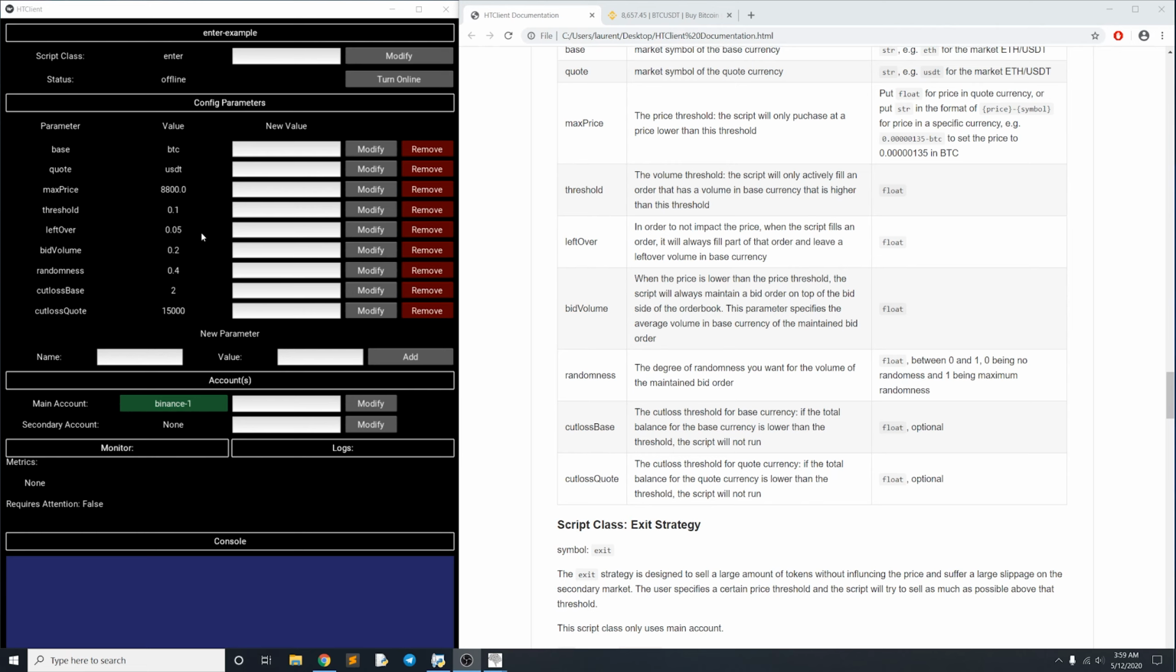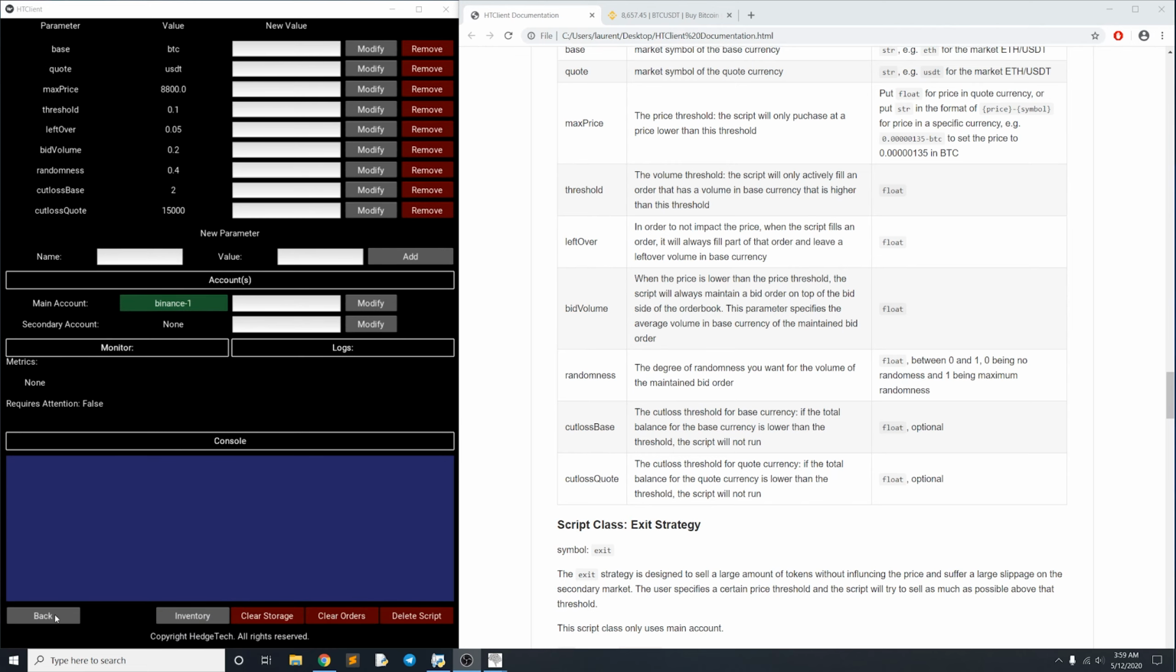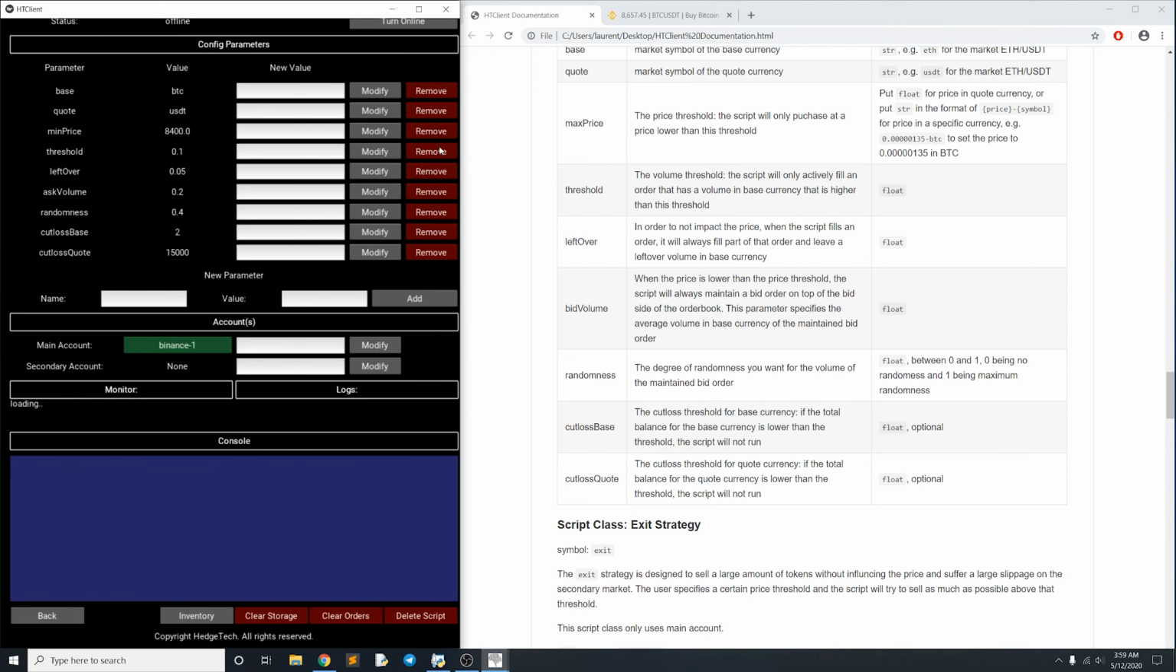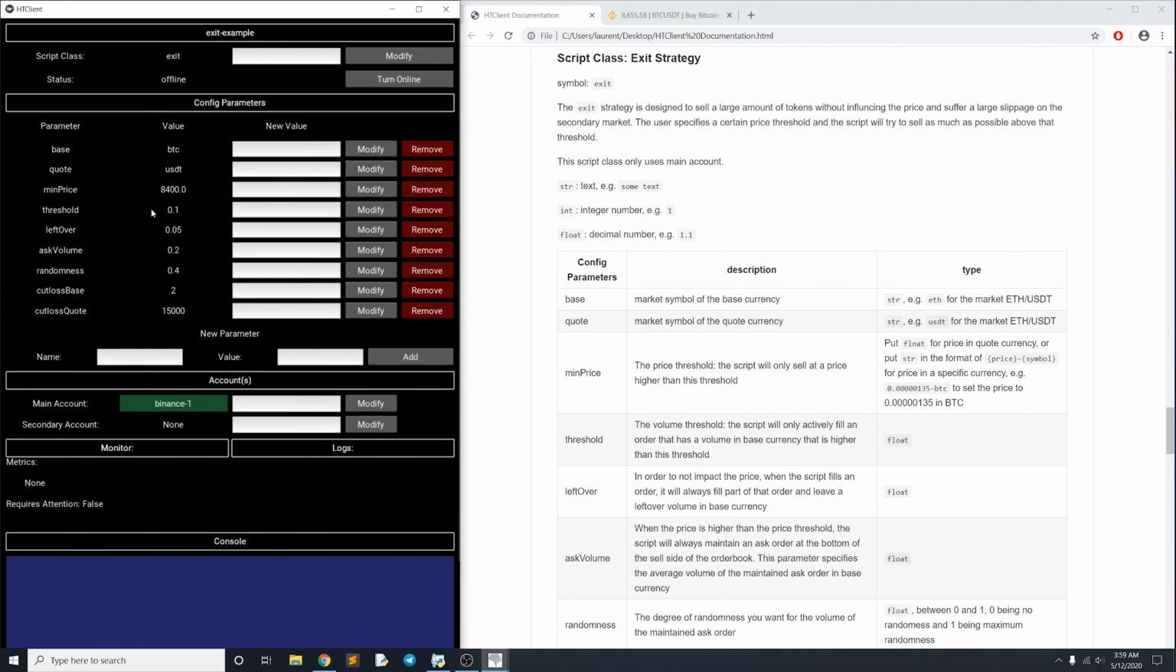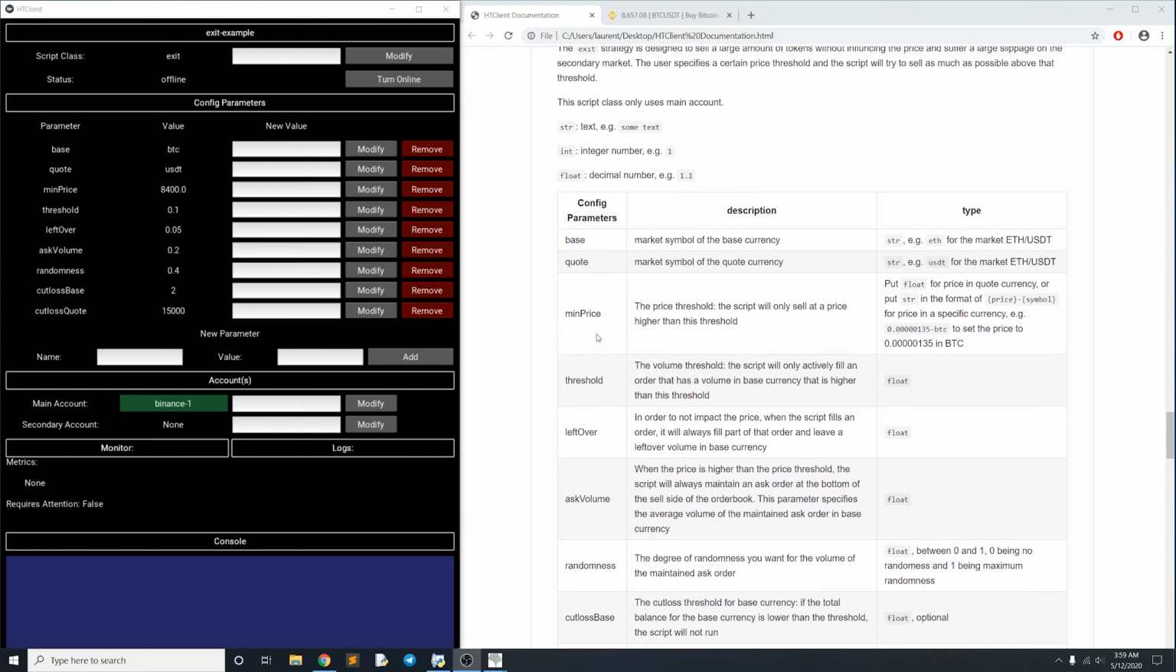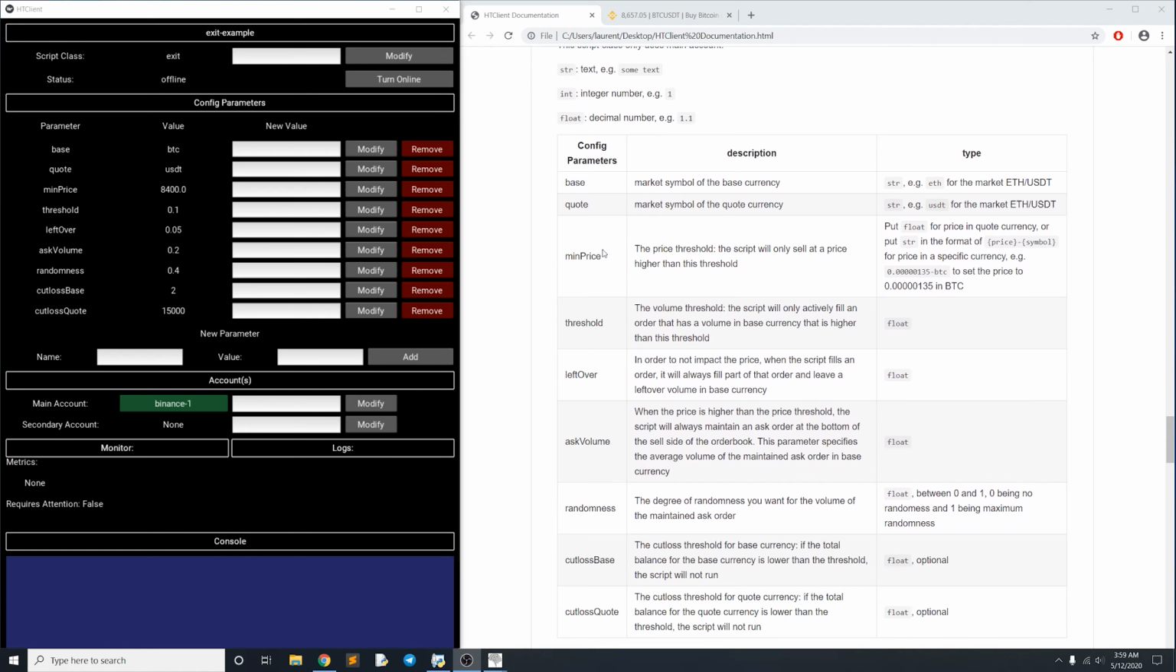Let's move on to the exit or sell-off strategy. So it's kind of symmetrical actually. I'll just rephrase what this strategy does. It's the exact same thing, but the opposite way. So base and quote as usual, min price is the price that I'm willing to sell down to, meaning that here, for example, I have 8.4, so it means that I'm willing to sell my Bitcoin down to 8.4.